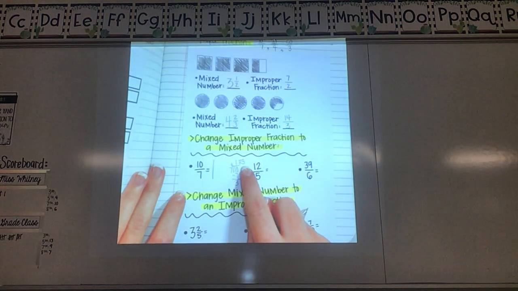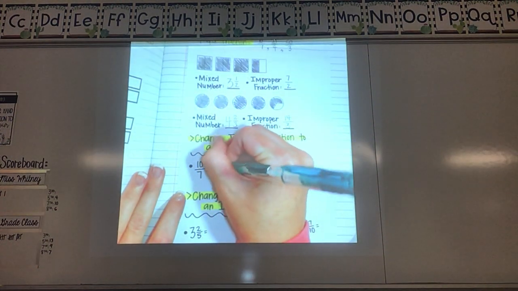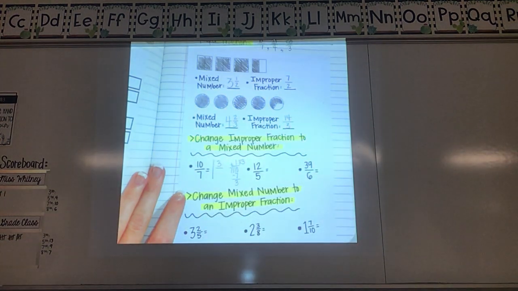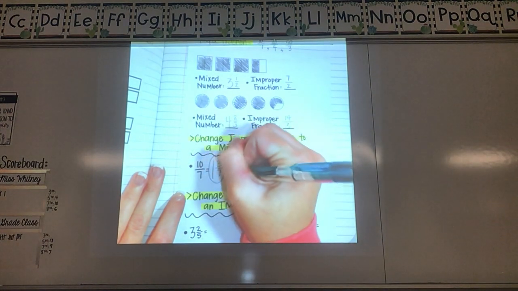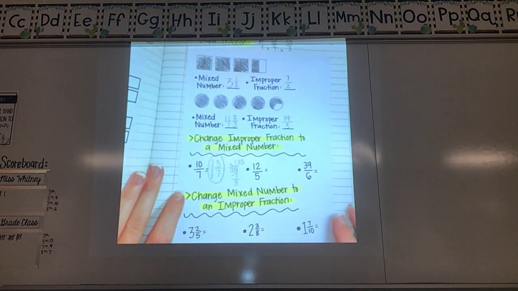My remainder becomes the top number of my fraction. And the bottom number of my fraction always stays the same. So it's still going to be a 7. So 1 3/7 would be that mixed number.